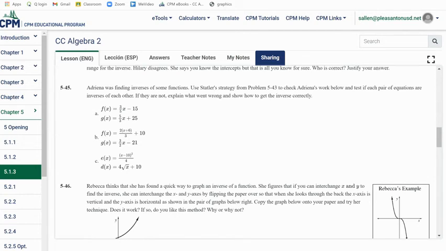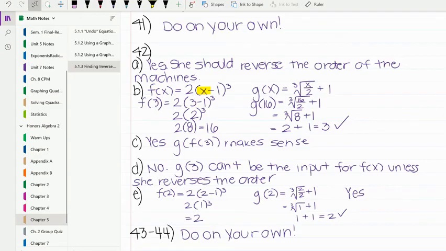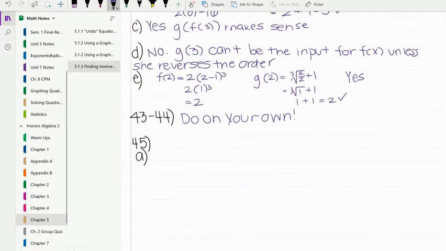What we're going to do is A together, and then you guys will do B and C on your own. So 45 says Adriana was finding inverses of some functions. Use Statler's strategy from problem 43 to check Adriana's work below and test if each pair of equations are inverses of each other. If they are not, explain what went wrong. So remember, his strategy was to essentially plug in one function into the other, and then our output should be just x. So let's go ahead and try that for A.